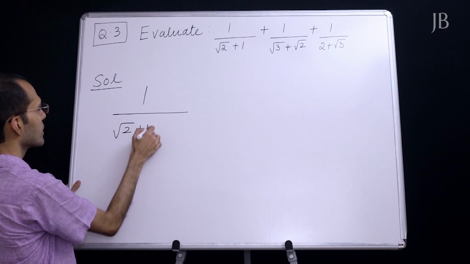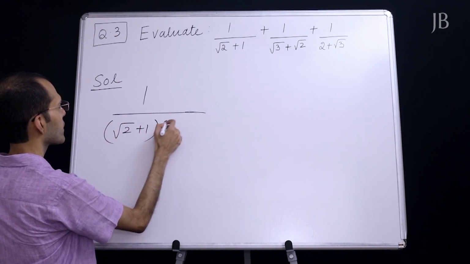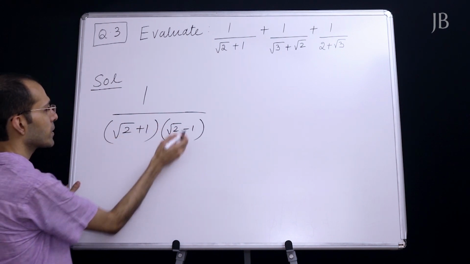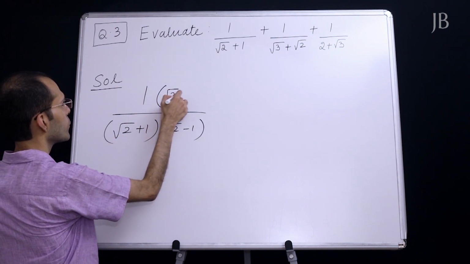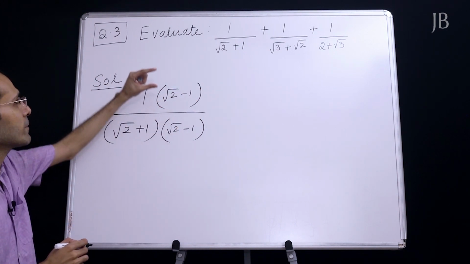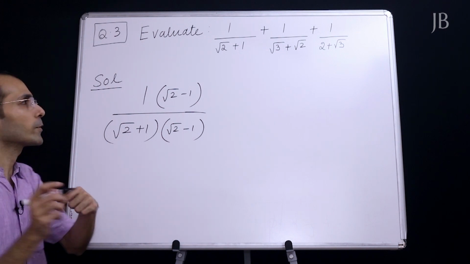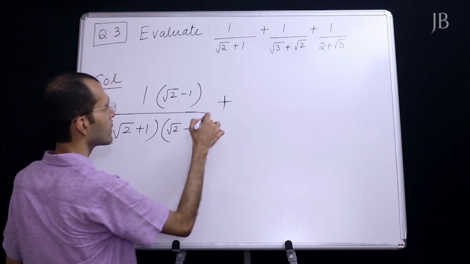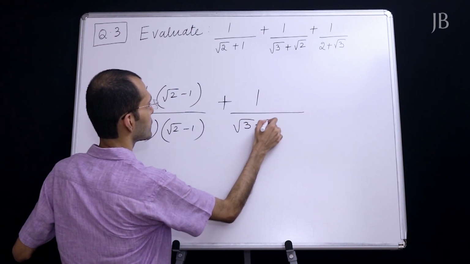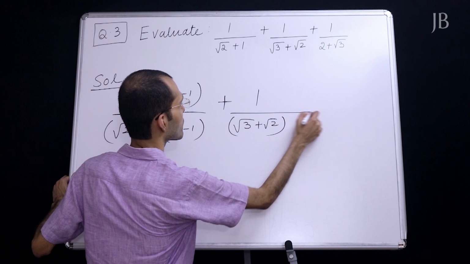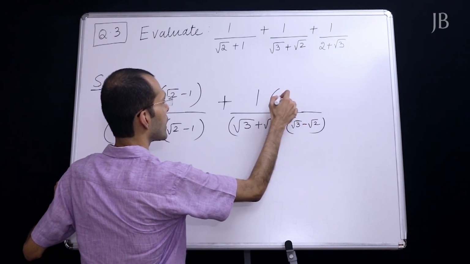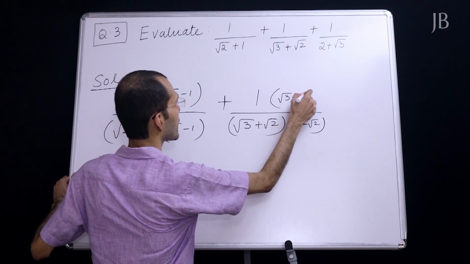Root 2 plus 1, the conjugate of this will be root 2 minus 1. To counterbalance the change, on the numerator also we do, take care of the brackets. So this has been taken care of. We have just changed the form, not the intrinsic value. Plus, okay, now this will be into root 3 minus root 2. Up also it will be root 3 minus root 2.